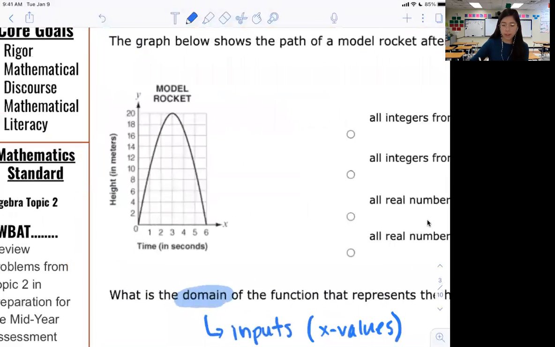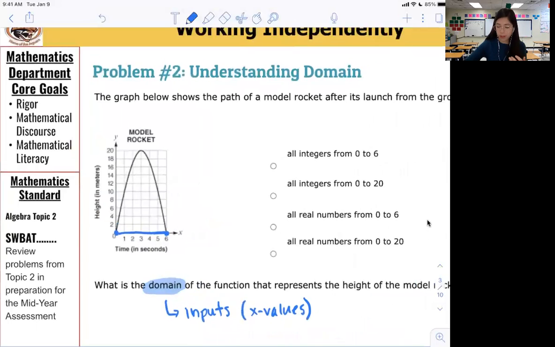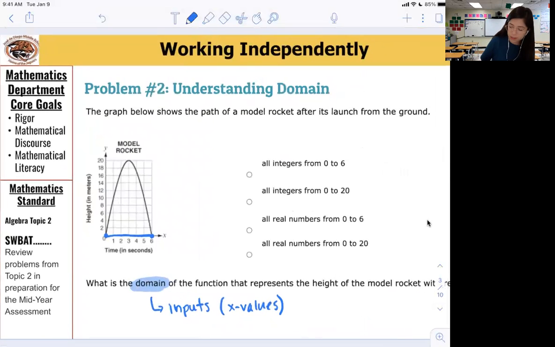So I look over here on my graph and I notice that the rocket starts at 0 on the x-axis, and then it ends at the 6. So my domain is everything from 0 to 6. And since the graph is all connected, there's no dots, I know that this would be all real numbers from 0 to 6. All real numbers from 0 to 6. That is my domain.